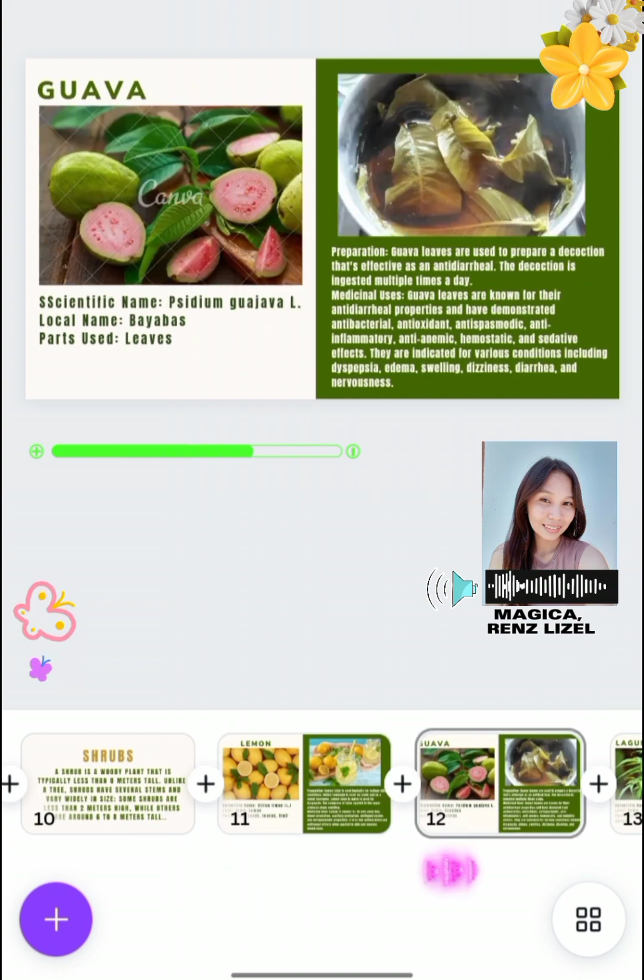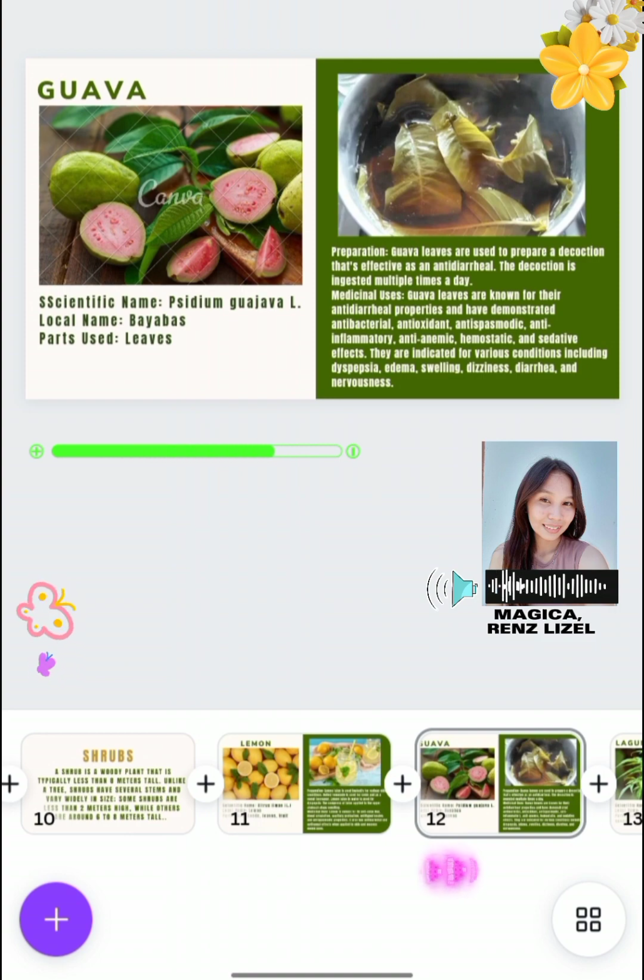Next is the guava. The scientific name is Psidium guajava. Its local name is bayabas. The part used for its preparation is the leaves. For the preparation of guava, the leaves are used to prepare a decoction that's effective as an antidiarrheal. The decoction is ingested multiple times a day.